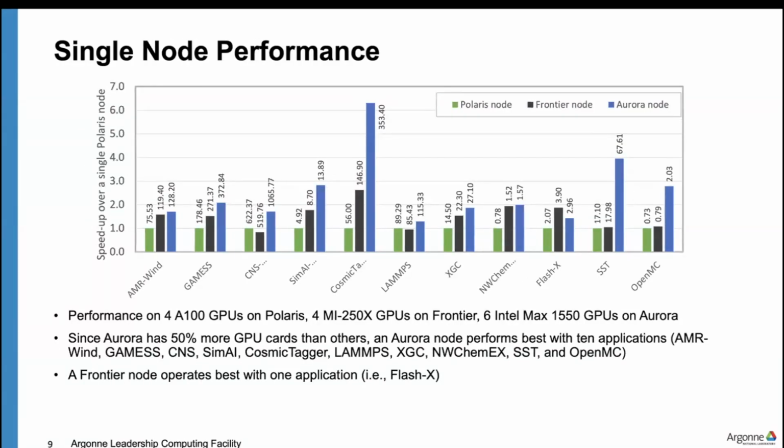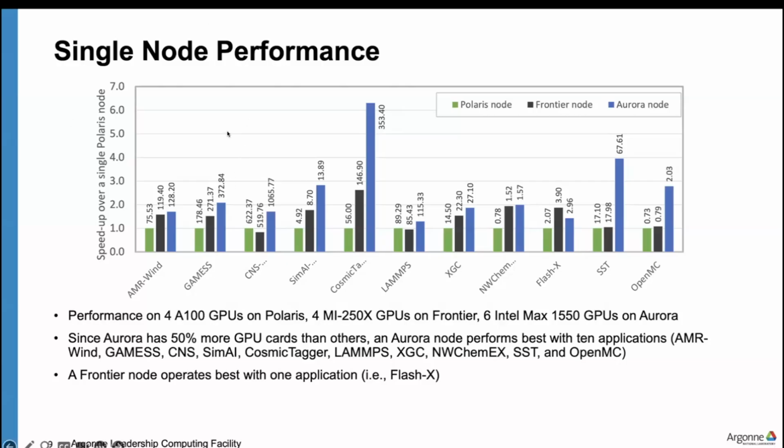Okay, and then we did a scale-up on the node with multiple GPUs. With the same configuration, the y-axis is now speedup over a single Polaris node. So higher than 1 means faster than a Polaris node, and lower than that is slower. In this case, we use 4 A100 GPUs on Polaris, 4 MI250X GPUs on Frontier, which means 8 GCDs, and 6 Intel Max GPUs on Aurora, which means 12 stacks of Aurora GPUs.